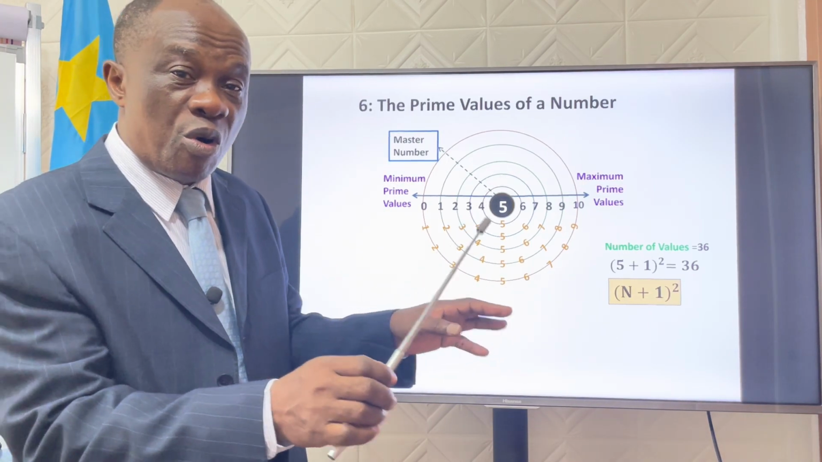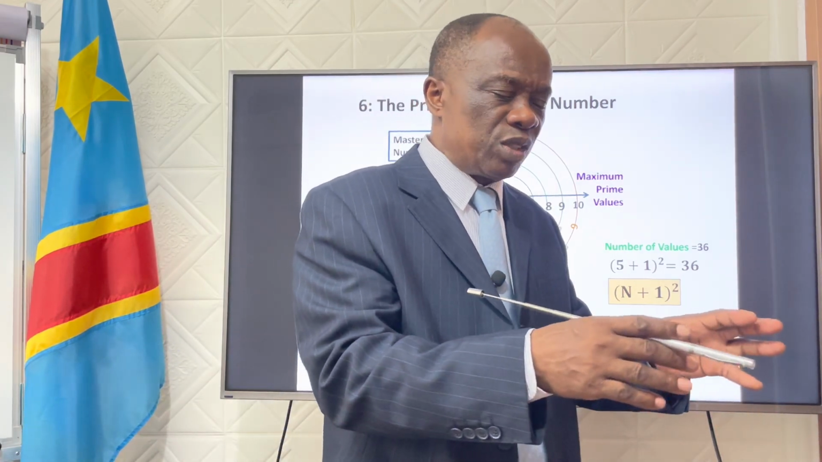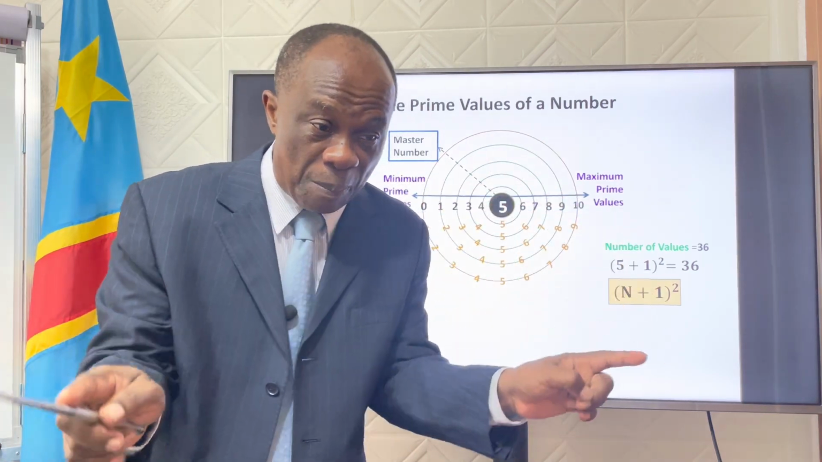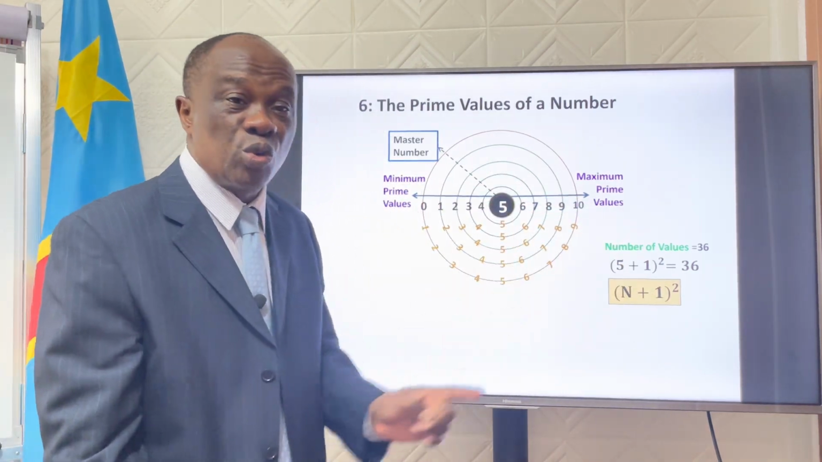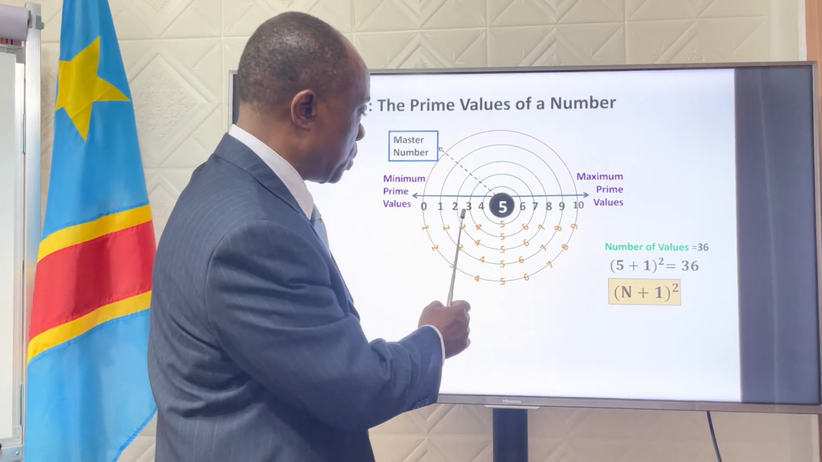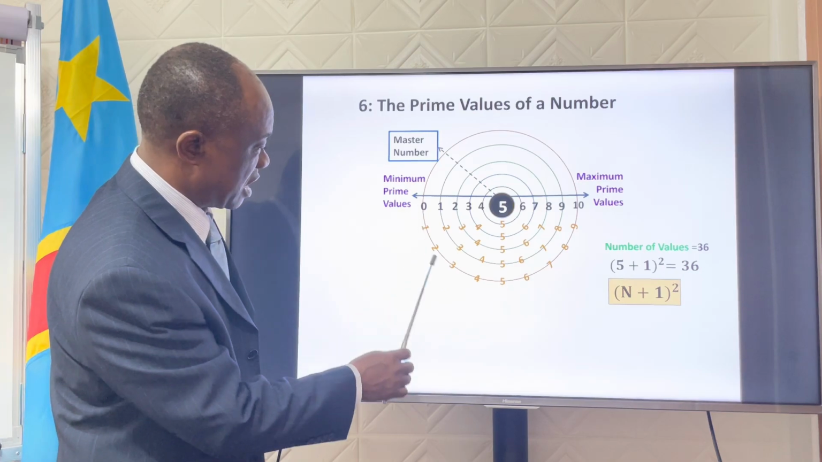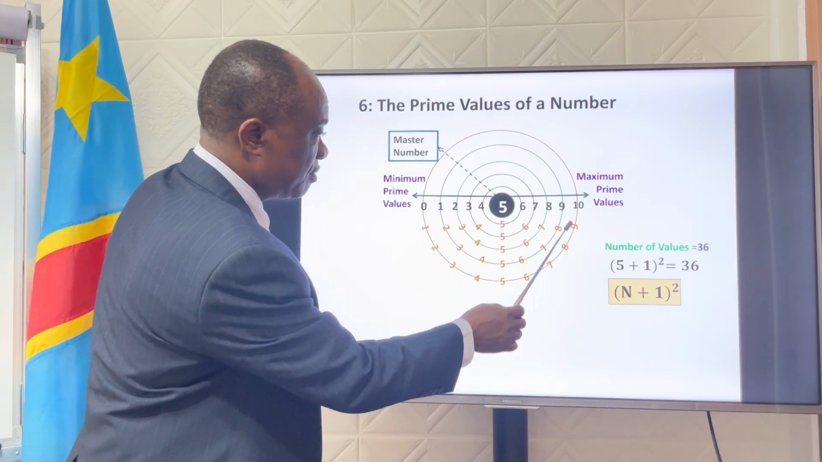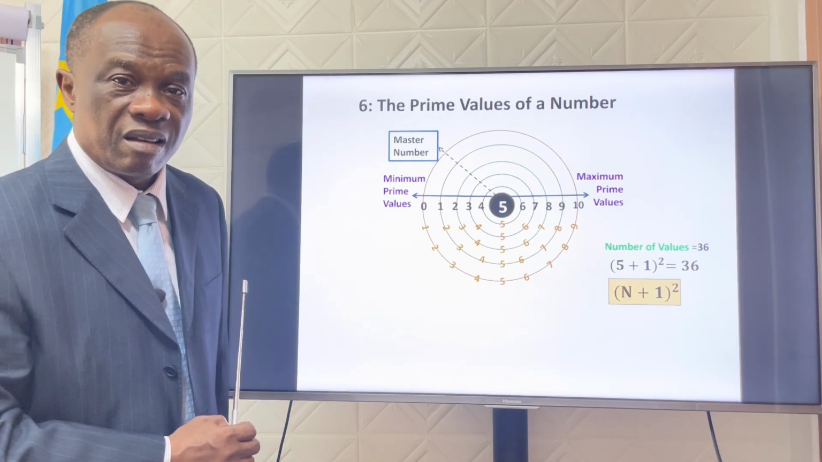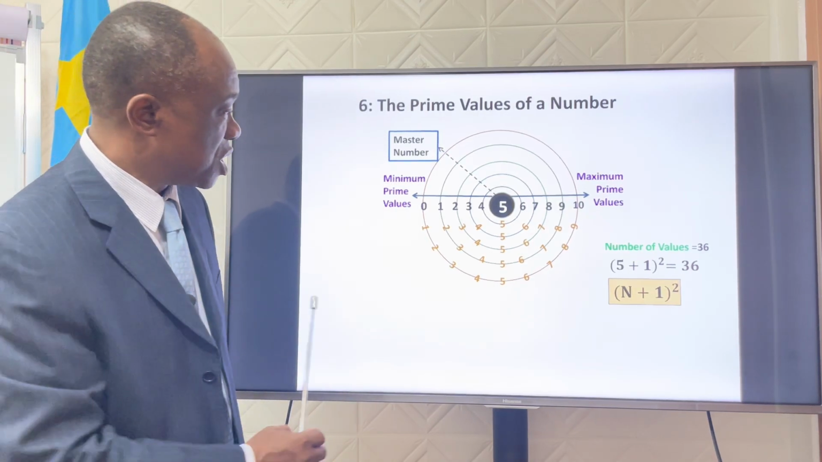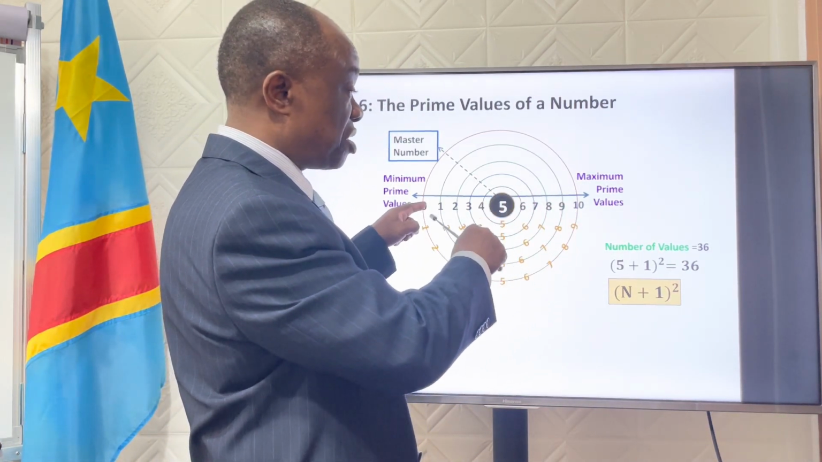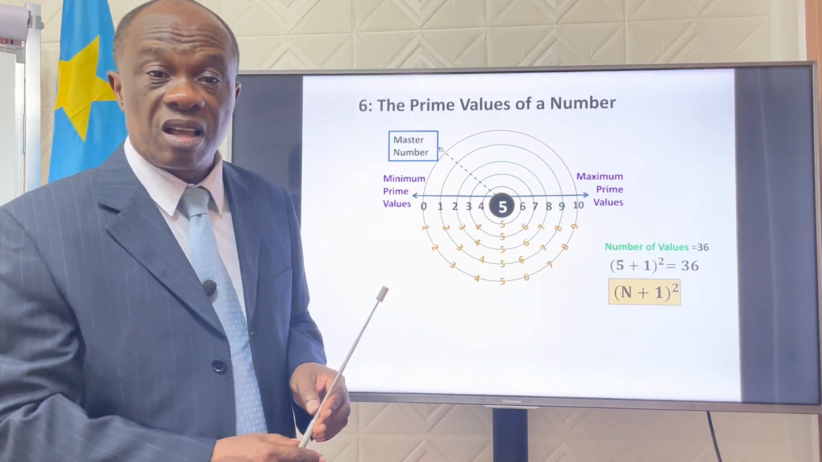Quantum physicists wonder about the particles that can be in many places at the same time. But numbers do it better. Numbers do it better. You see, number 5 can occupy all of these 36 locations. That's a lot.